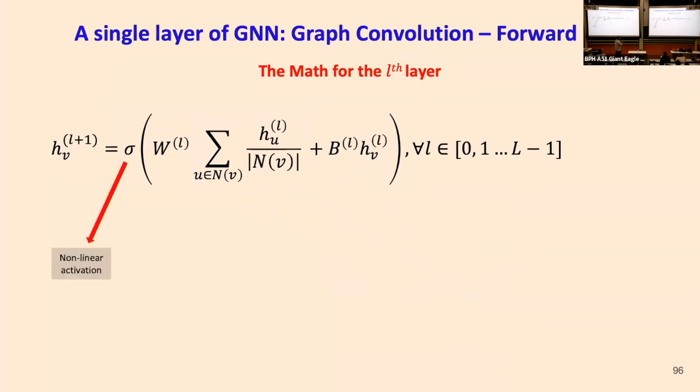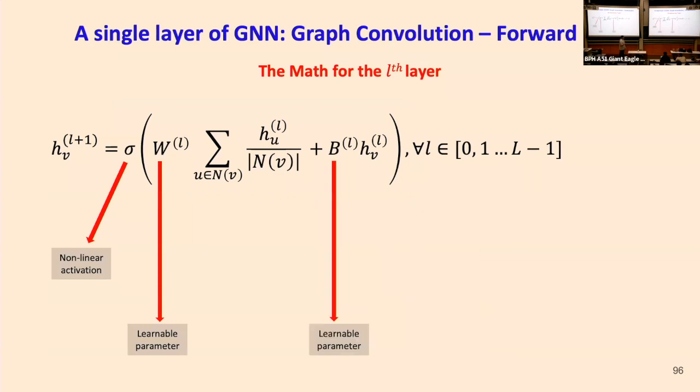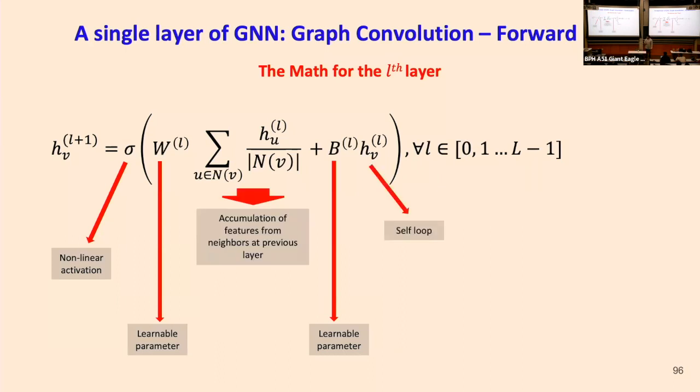Once again, as I said, sigma is a nonlinear activation. W and B here are learnable parameters at each layer. These summations are the accumulation of features from neighbors. And the H_v here signifies the self loop, so that I'm not forgetting about it.